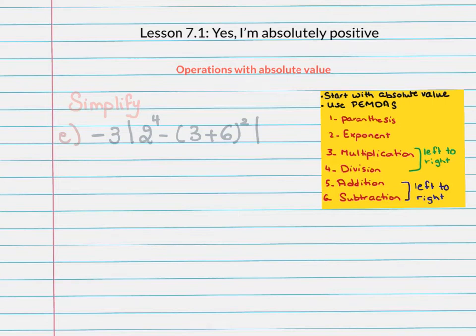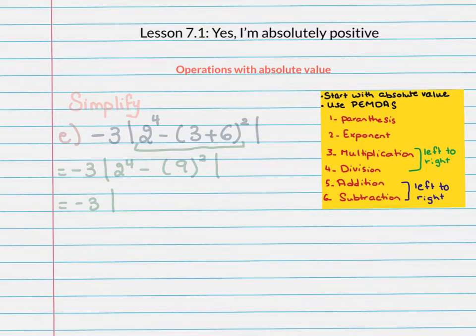Part E. Again, we start with the absolute value, what's inside the absolute value. And we decide here based on the order of operation that says parentheses first. So we're going to keep the minus 3 as is. Absolute value, 2 power 4 minus, 3 plus 6 is 9 to the power of 2. We continue. Minus 3, absolute value. Now here, step number 2 says solve the exponent. We have two exponents. We have 2 to the power of 4 and 9 to the power of 2. We can solve them at the same time.